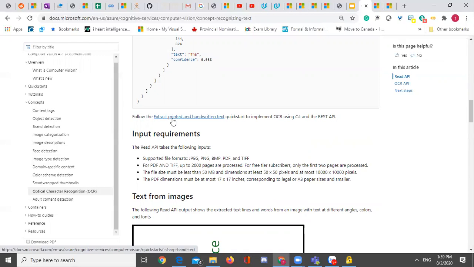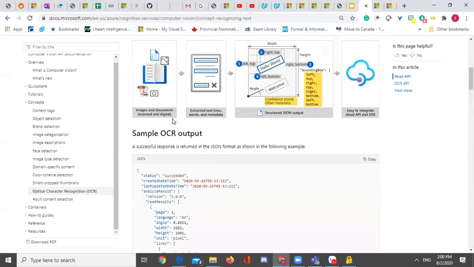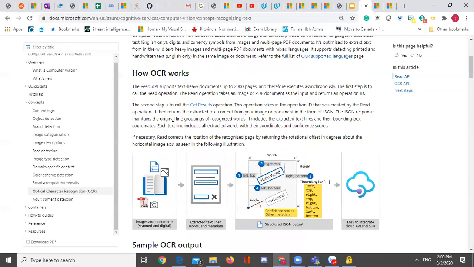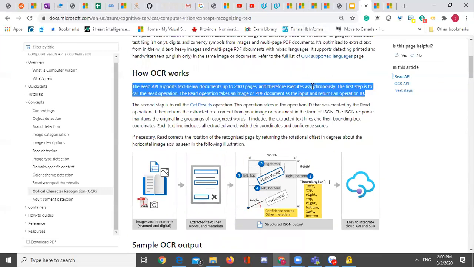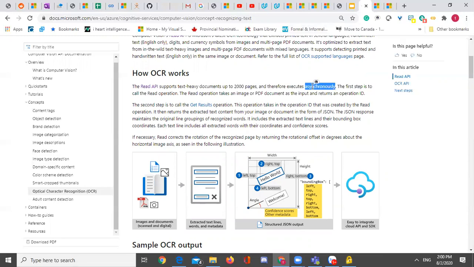So Read API is the newer one. It returns the data asynchronously. So you have to give it some time. You see, it executes asynchronously. So it does not return the result right away. It's processing in batch.